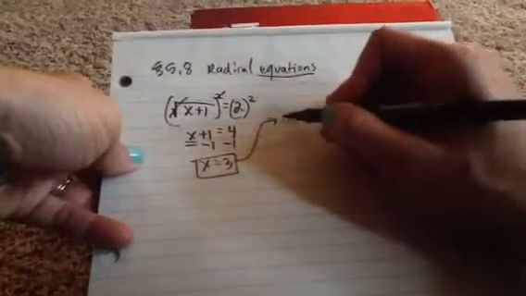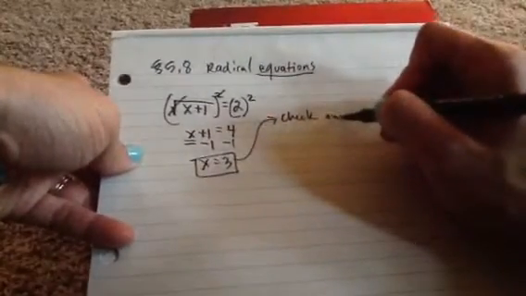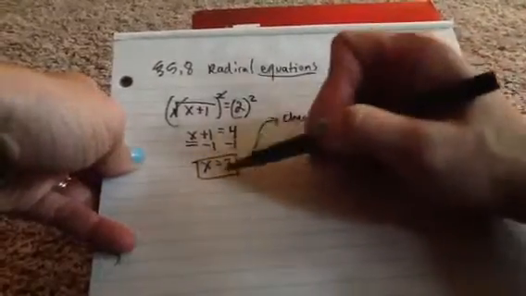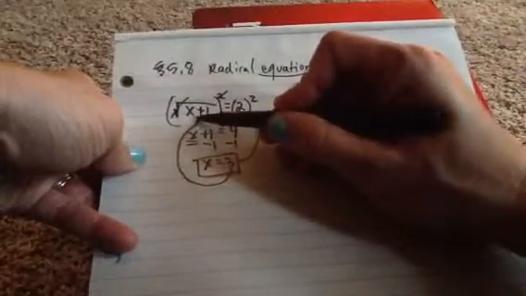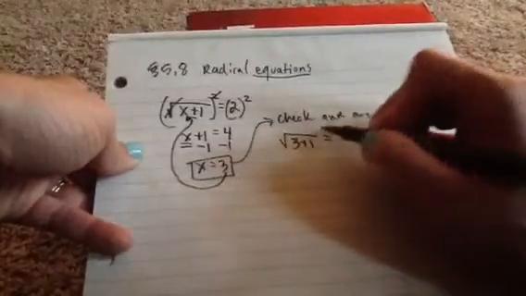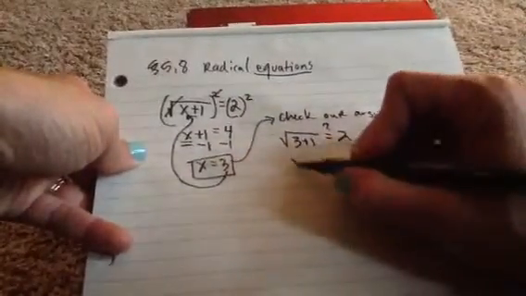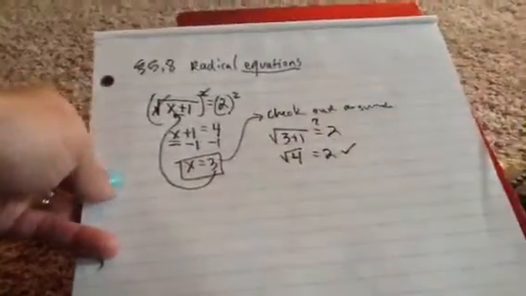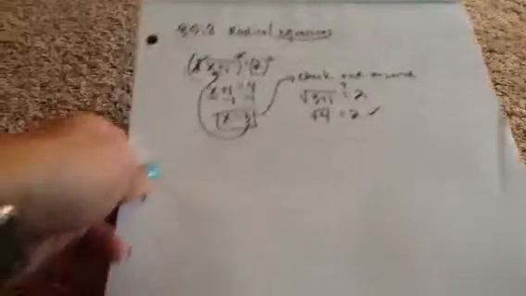Now, we have to have an extra step. We have to actually check our answer to see if it actually works. So what we're going to do is we're going to plug 3 right back in there for x. We're going to take the square root of 3 plus 1 and see if it actually equals 2. And the square root of 4 does indeed equal 2. So we're finished there.